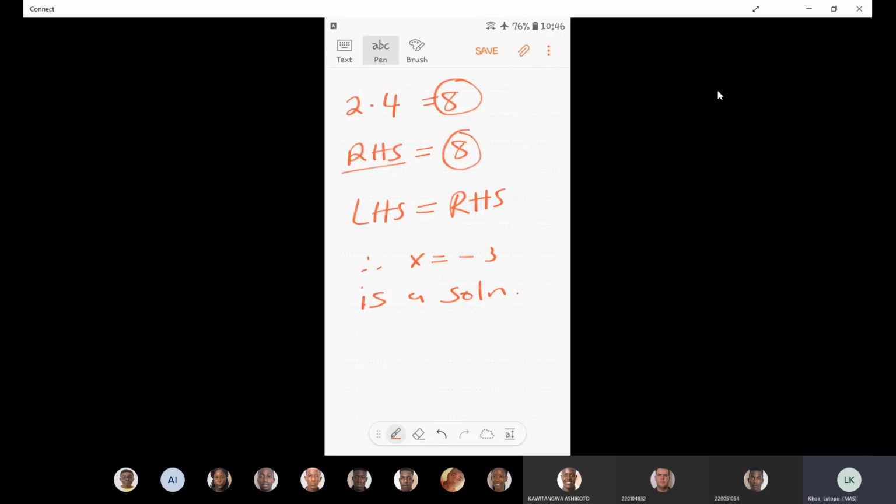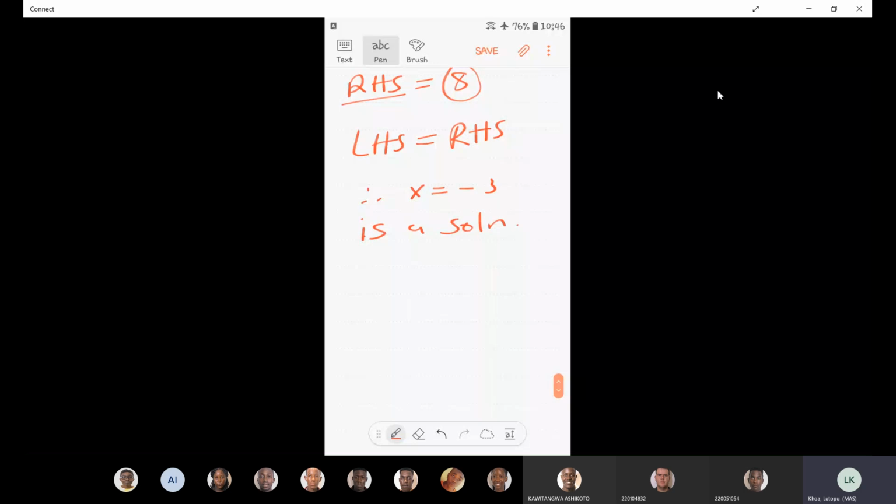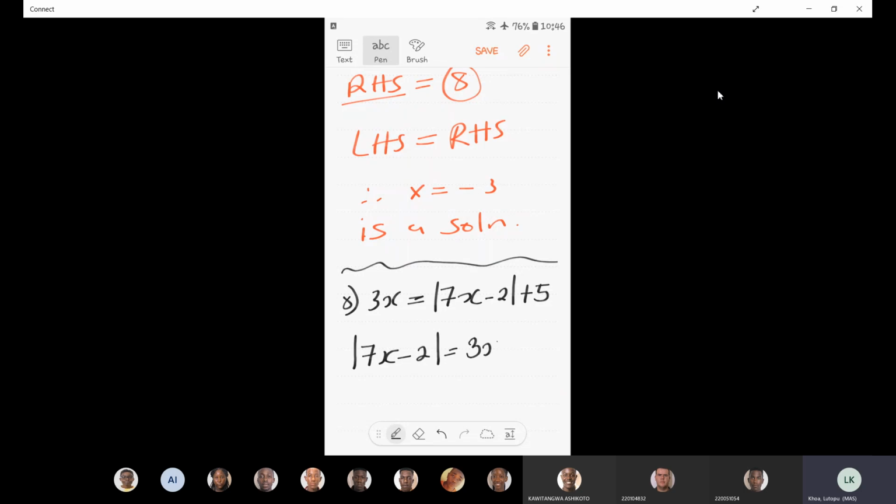And then the last one, this was number 8, we have 3x is equal to the absolute value of 7x minus 2 plus 5. So again, we have to isolate the absolute value, put it on one side by itself, and everything else on the other side. So I have absolute value of 7x minus 2. This is equal to 3x minus 5.